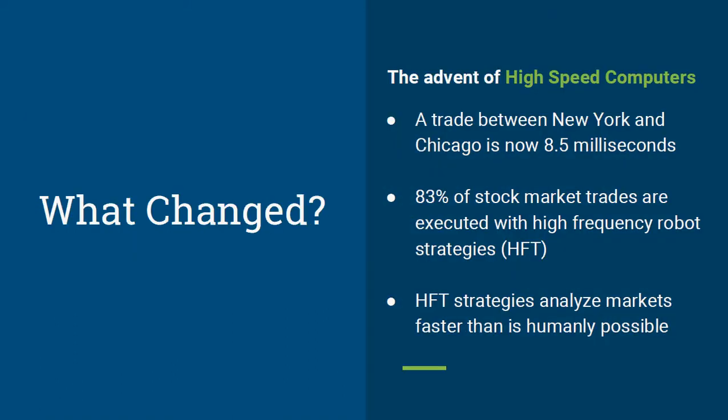Well, what changed is the advent of high-speed computers. So let's look at this. A trade now between New York and Chicago is 8.5 milliseconds. 83% of stock market trades are done with what are known as high-frequency robot strategies, HFTs. And HFT strategies can analyze markets far faster than is humanly possible.